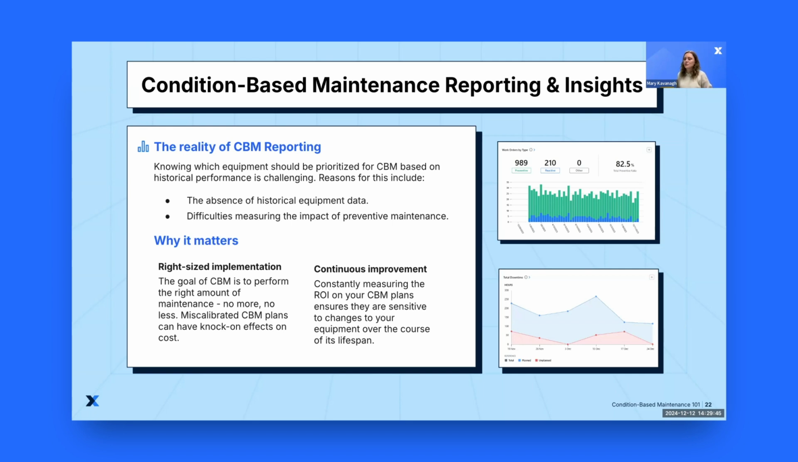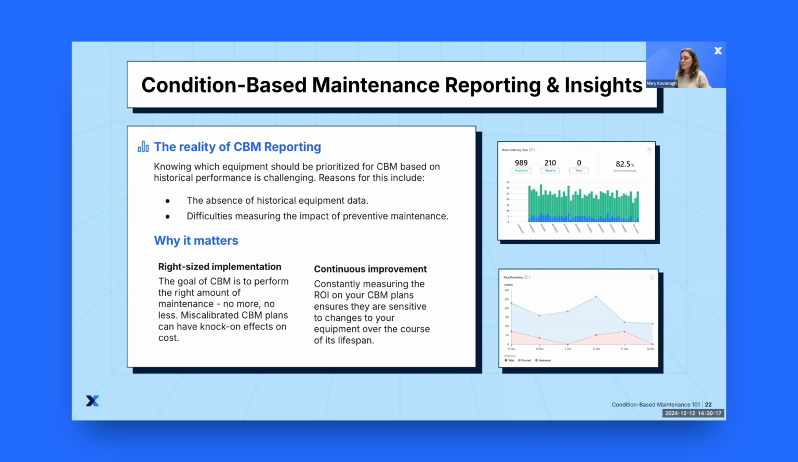And that matters because we want to make sure that we have the right size implementation of condition-based maintenance. The goal is to perform exactly the right amount. It's to not under-maintain or over-maintain. It's very Goldilocks. We want to make sure that we're not overdoing it, not underdoing it. And in order to do that, we have to make sure that it's well calibrated, because if miscalibrated, we're going to be getting those same issues from reactive or preventive, right? We're going to be overdoing the maintenance and overspending, or we're going to be underdoing it and having to rush around for our reactive work.